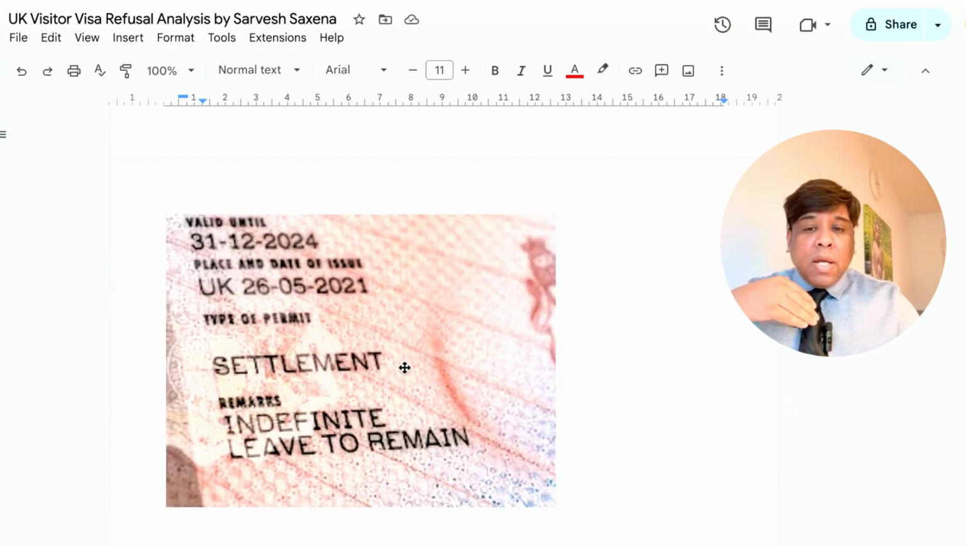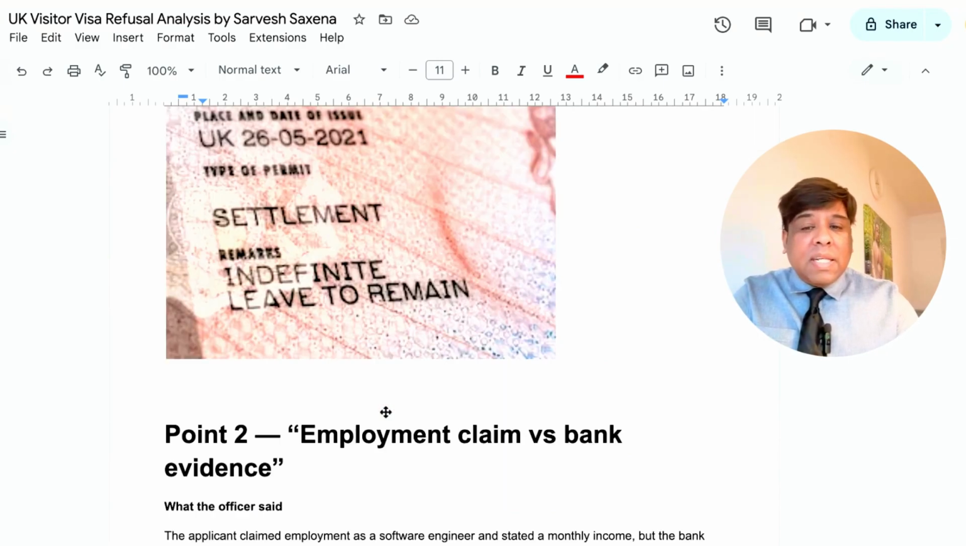This is how indefinite leave to remain looks like. That it says that you can live there indefinitely. This is a snapshot of a BRP card, even though it shows 26 May 2021, when it was issued, and it is till 31st of December 2024. This does not mean that the visa is valid till there. It is the fact that BRPs were valid till the end of December 2024, but the visa runs indefinitely.